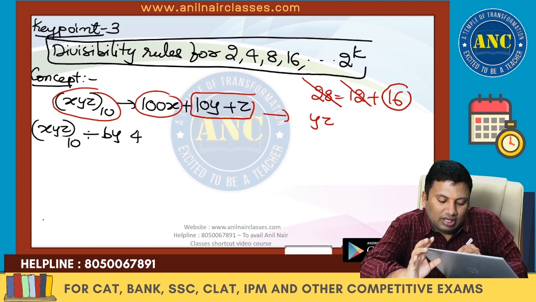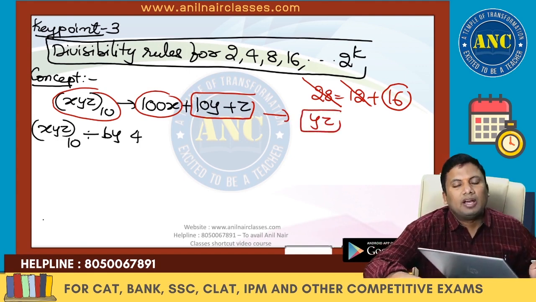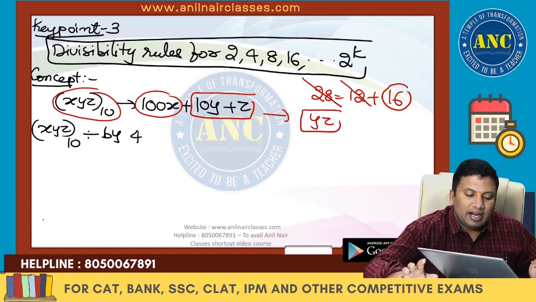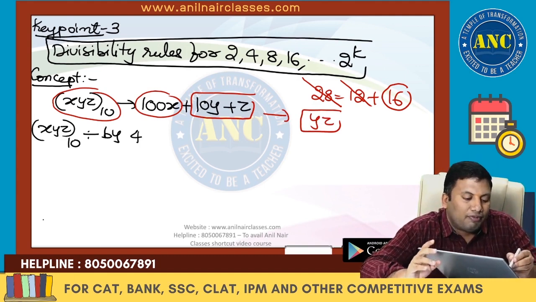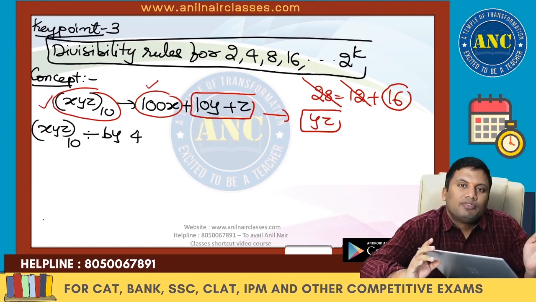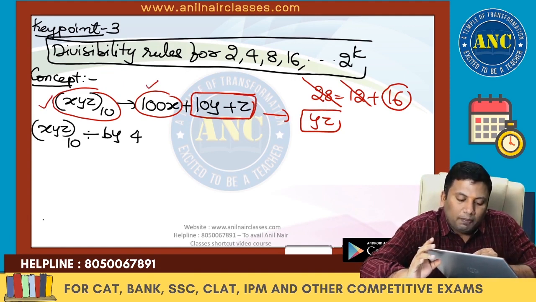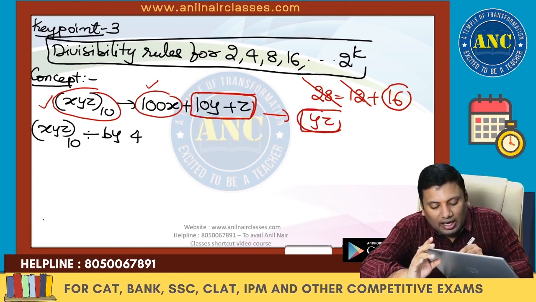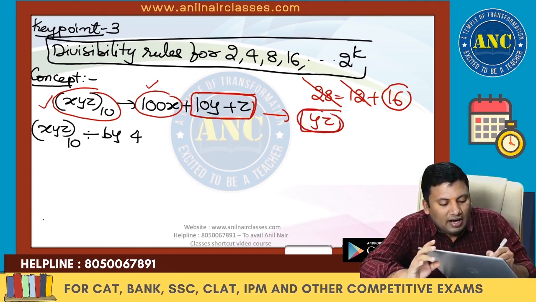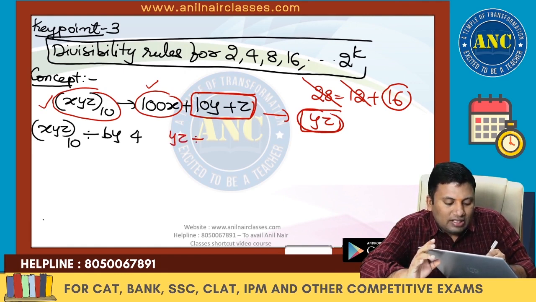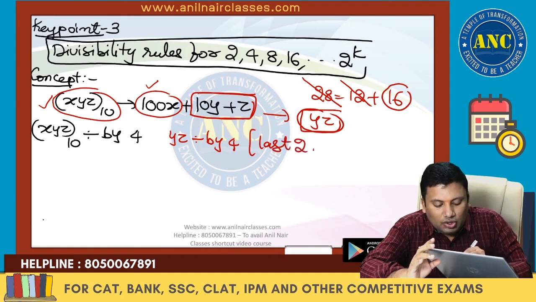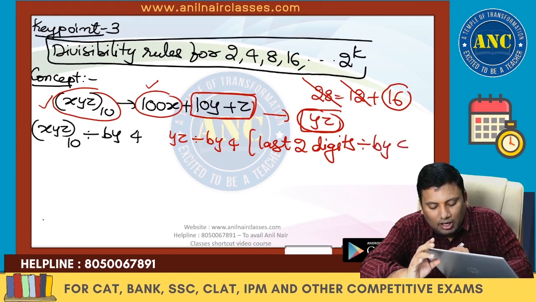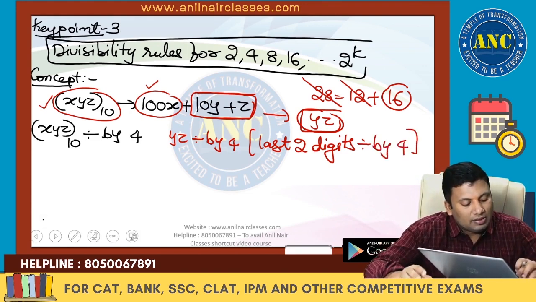10y plus z is nothing but the last 2 digits of the number, with y in the tens place. 100x is divisible by 4. If xyz in base system 10 is divisible by 4, and 100x is divisible by 4, then 10y plus z should be divisible by 4. 10y plus z is nothing but yz. That means yz should be divisible by 4, or in other words, the last 2 digits should be divisible by 4.